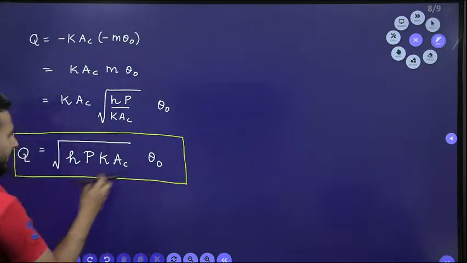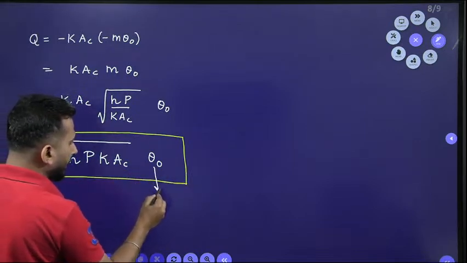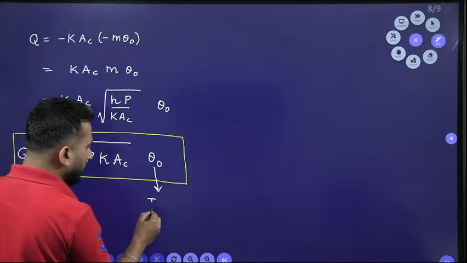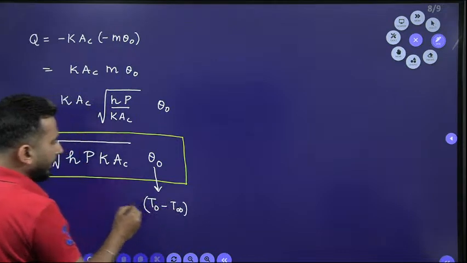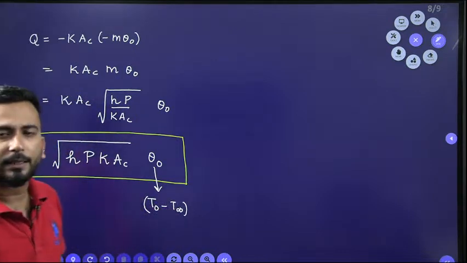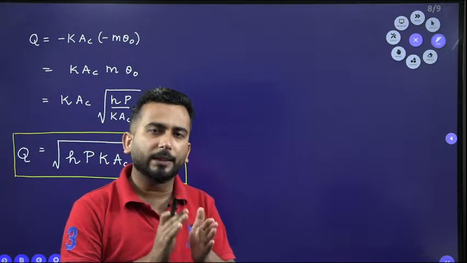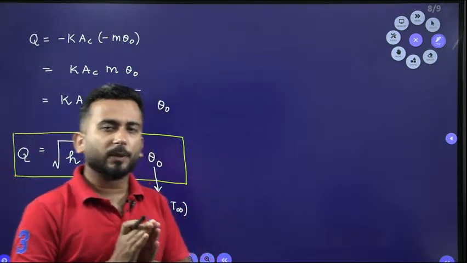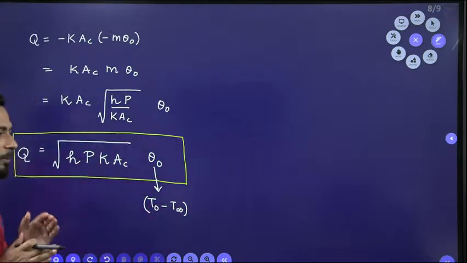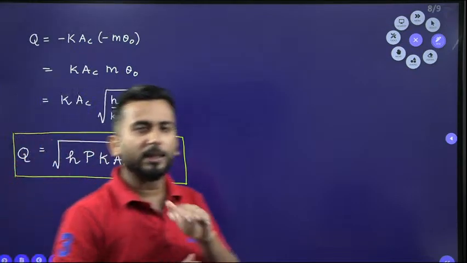What is theta naught? Theta naught is nothing but the temperature difference at the base, so T naught minus T infinity. Now when I say that it is a case of steady state heat transfer, that means it should be a constant value.